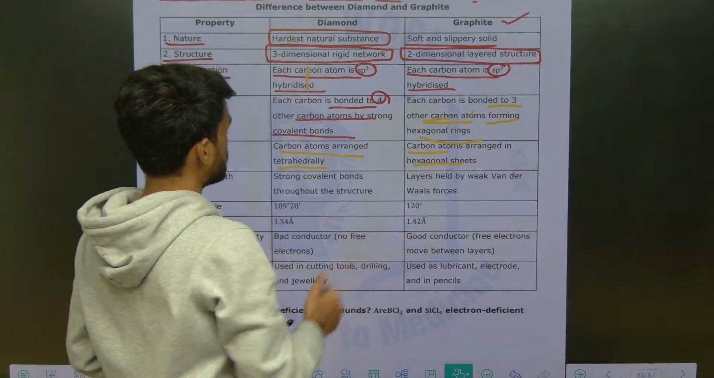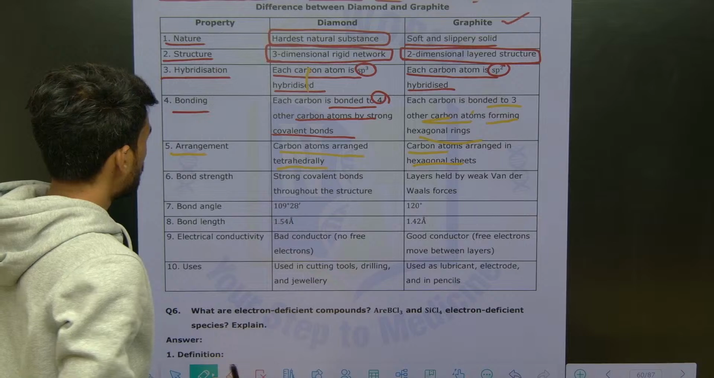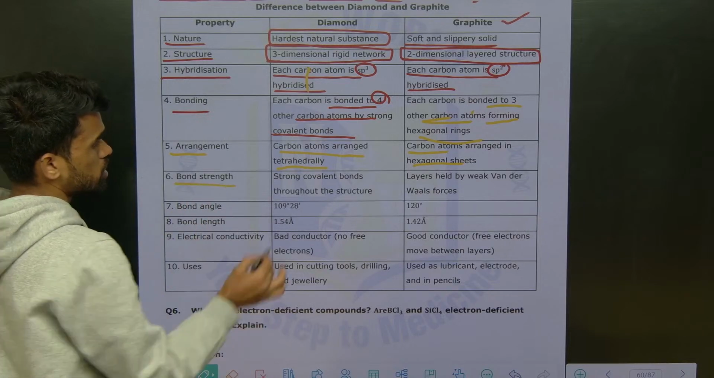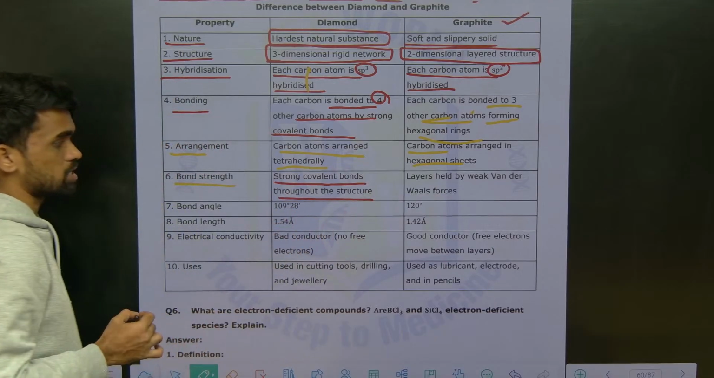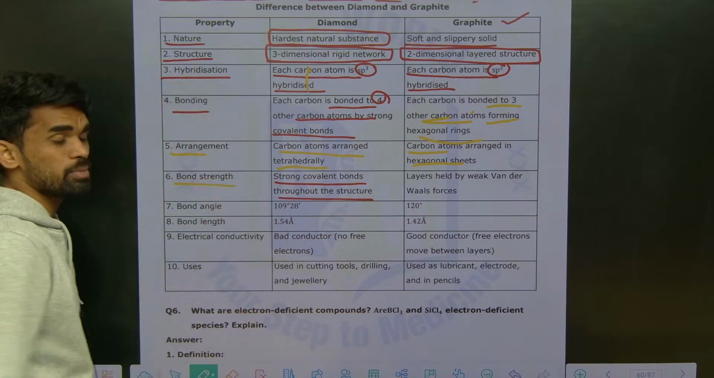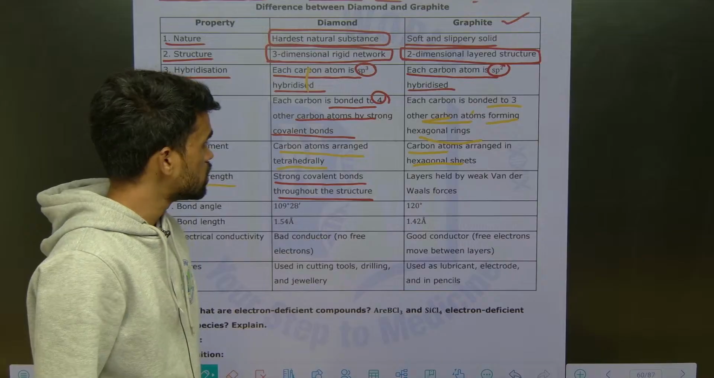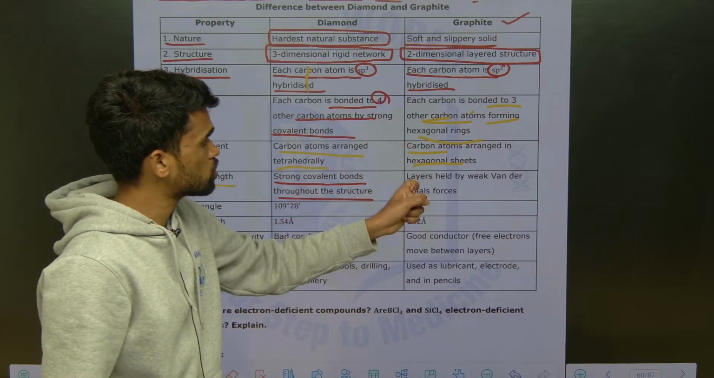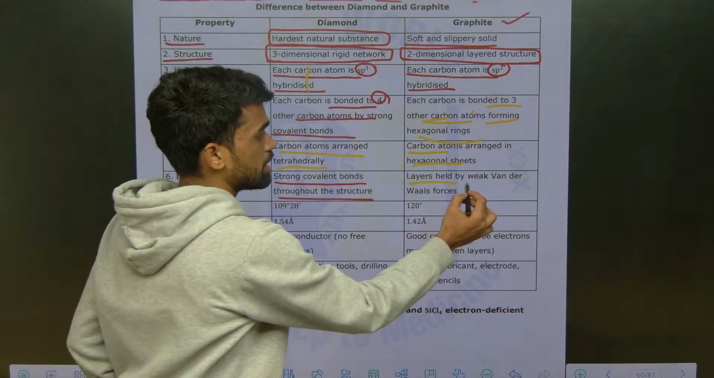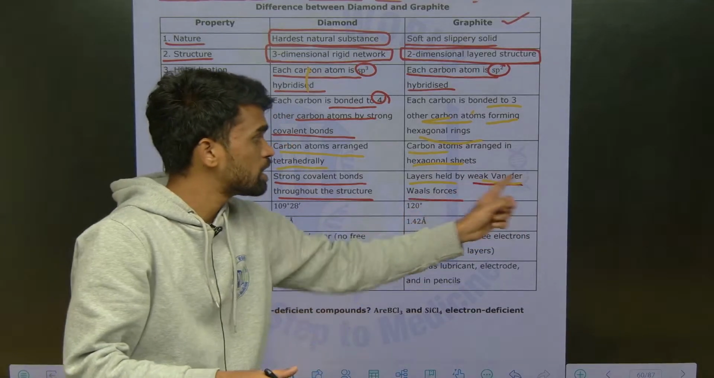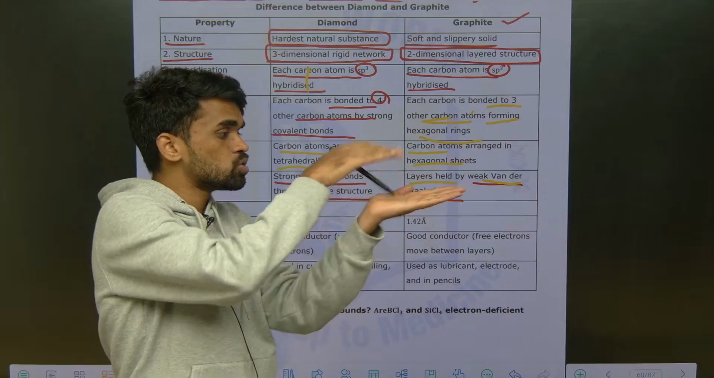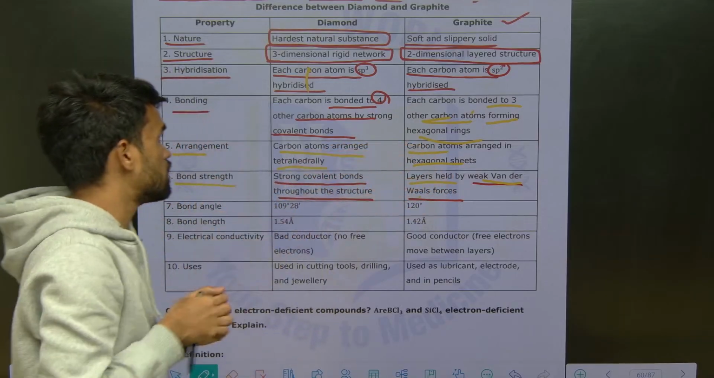Then next, look here, bond strength. Diamond has strong covalent bonds throughout the structure. When it comes to graphite, layers are held by weak van der Waals forces. Those are holding these 2 layers in the graphite.